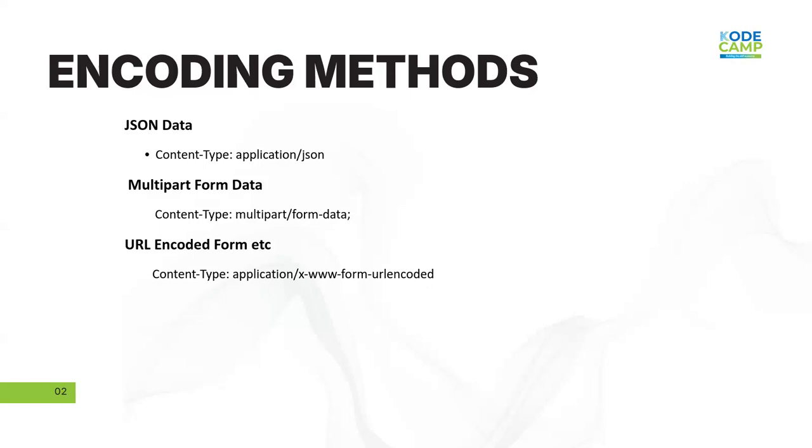So that is where multipart form data comes in. For instance, you want to upload an image, you have an application, you want to maybe upload images or profile pictures of your users. You can't send that image as JSON data. It has to be encoded in another form.